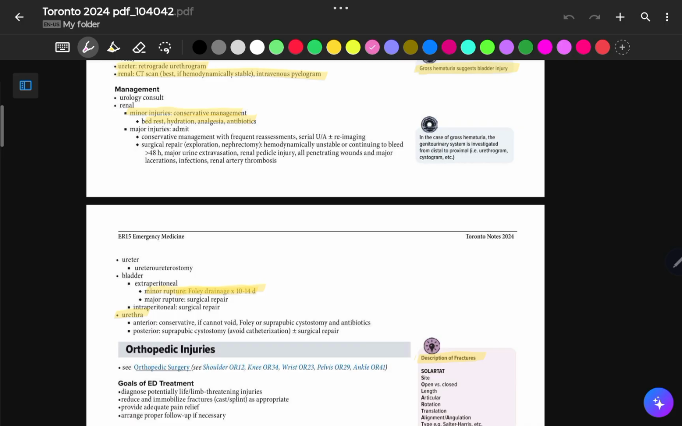But if it is an intraperitoneal bladder injury, you do surgical repair. For the urethra, if it's an anterior injury, management is conservative. If the patient cannot void, insert a Foley or suprapubic cystostomy and give antibiotics. But if it's a posterior urethral injury, you do a suprapubic cystostomy, avoid catheterization, and do surgical repair.